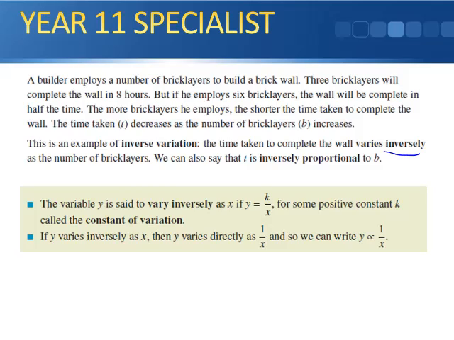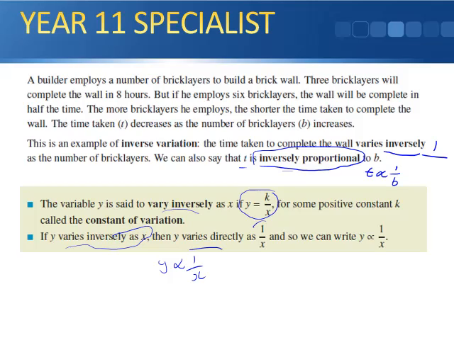Inverse variation works exactly the same as direct variation, but because it's an inverse, we write it as 1 divided by. That's what we mean by inverse, and they usually use the words inversely proportional. So when we see t is inversely proportional to b, we write t is inversely proportional to b. In general, y is said to vary inversely as x. We write y varies inversely as x, and then we get our equation y equals k over x.